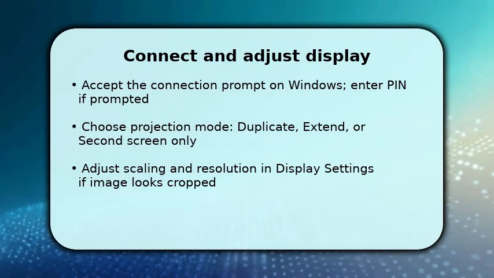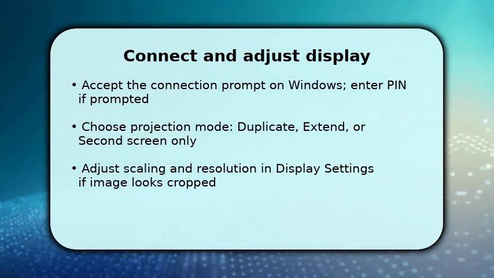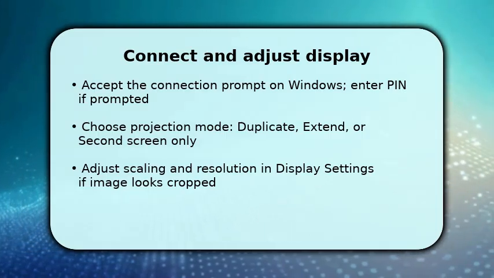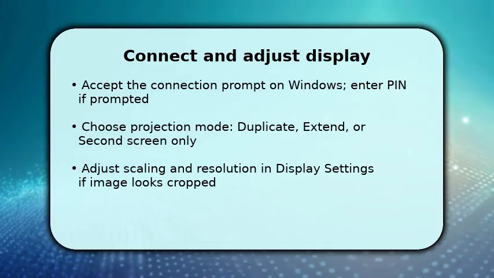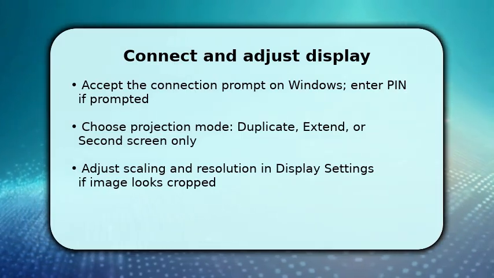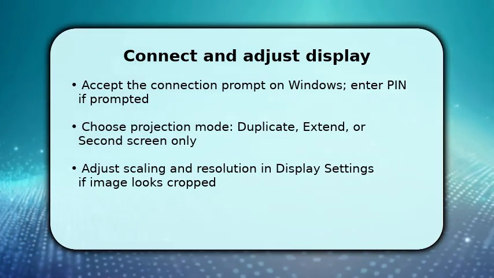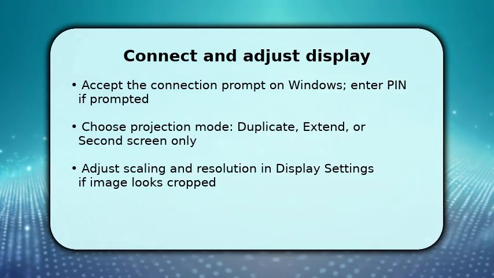link completes. Once connected, use Windows key plus P or Settings System Display to pick Duplicate, Extend, or Second Screen, only depending on whether you want the same image or extra workspace. Make sure to check resolution and scaling. Phones often use different DPI, so change resolution or scale so text and UI fit. If audio routes incorrectly, set the playback device.